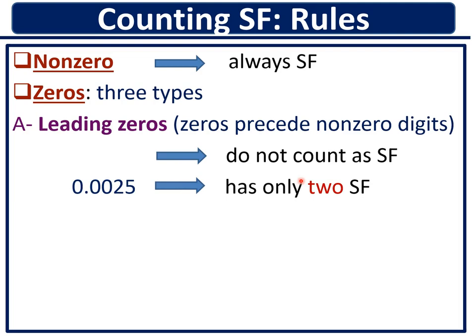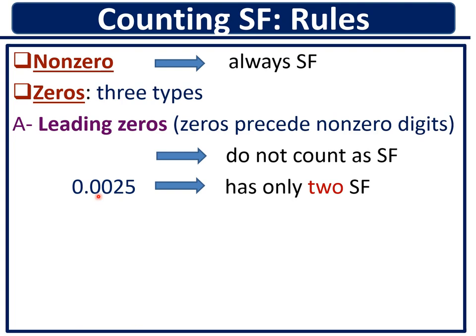Actually, we can write this number, 0.0025, as 2.5 times 10 to the minus 3, right? So all preceding zeros have nothing to do with the significant figures. So the leading zeros are not significant, okay? You should memorize this rule.